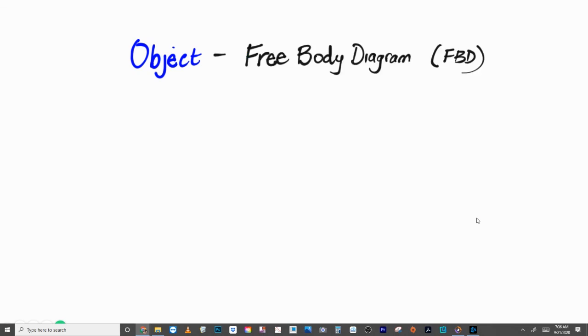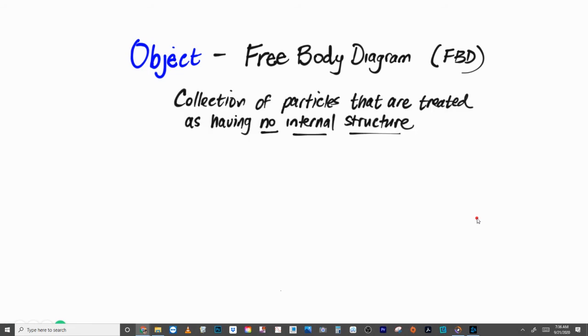Those are objects, right? So when we get down to the object level of detail, we want to use what's called a free body diagram. Basically, it's a collection of particles that are treated as having no internal structure. So an object can be anything, but we usually say, like, this object is an apple. We don't have to worry about all the seeds inside or how much is on one side of the fruit versus the other. We just say, yep, it's all centered on the little dot. Okay, that's kind of how it is.